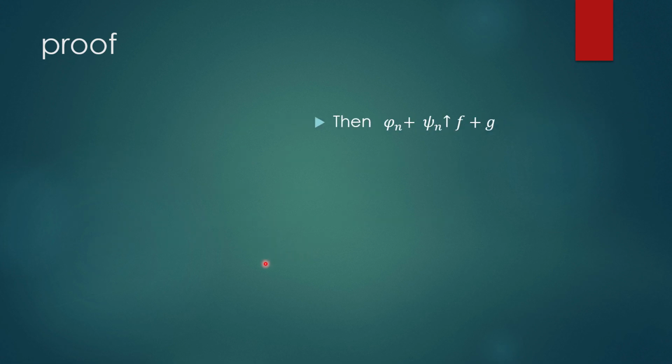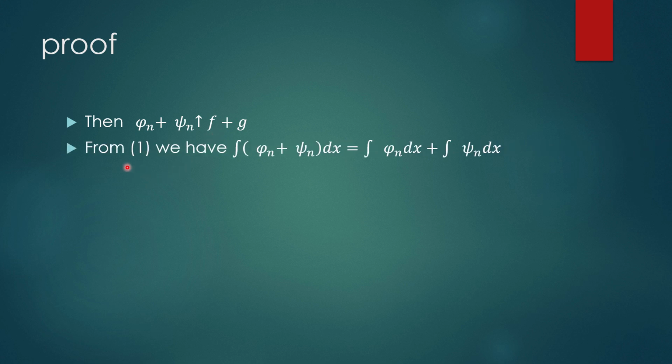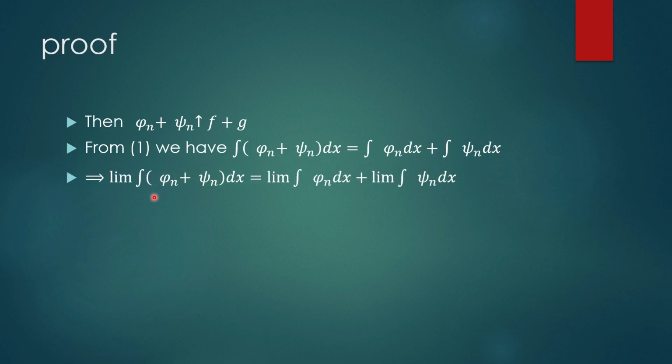Then that means phi n plus psi n is also a simple function. They are increasing also, and they are converging to the function f plus g. So from 1 we have the integral of phi n plus psi n dx is equal to this sum. If you take the limit on both sides, you have this one, and then you put in the values. So it completes the proof.